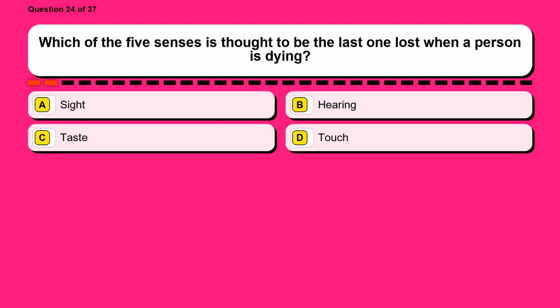Question 24. Which of the 5 senses is thought to be the last one lost when a person is dying? Option A, sight. Option B, hearing. Option C, taste. Option D, touch.